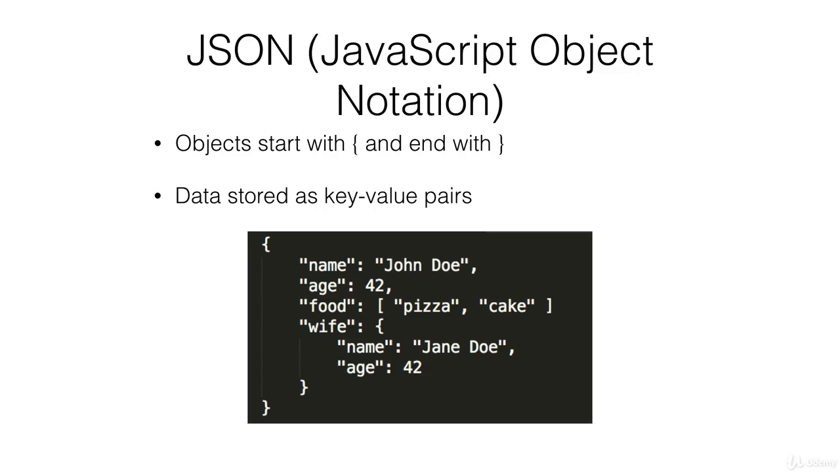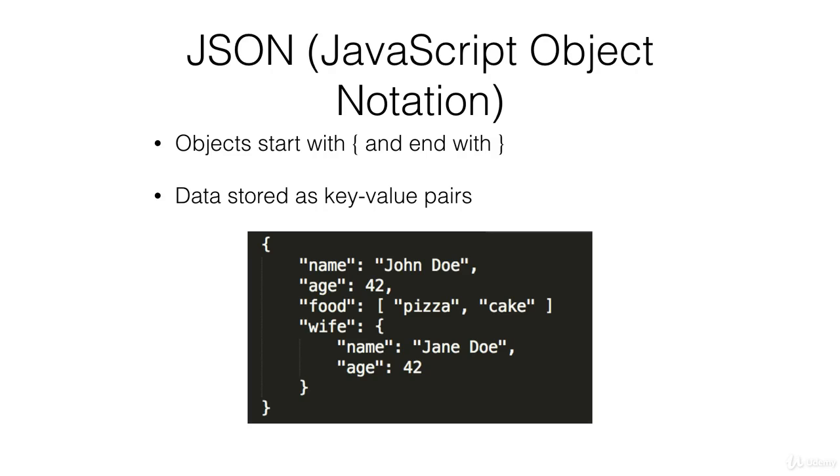Documents stored in MongoDB are in the JSON format. If you're not familiar with what JSON is, that's fine because it's very easy to understand and it's also very human readable. JSON stands for JavaScript Object Notation. Objects in JSON start and end with curly braces, and data is stored as key value pairs.